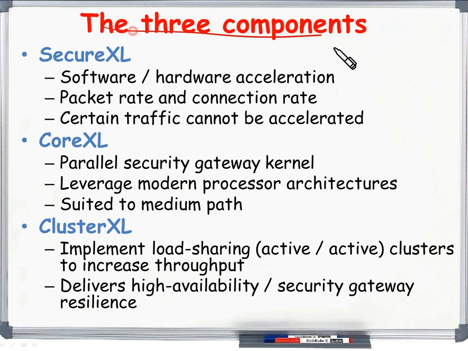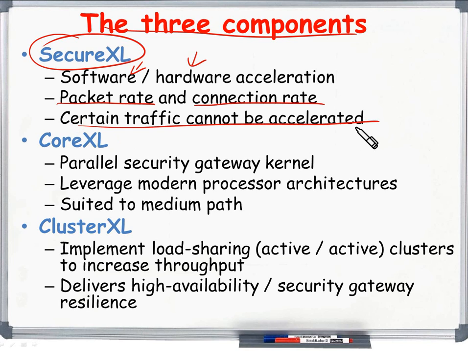So let's discuss the three components. These three components are, as we know, SecureXL. SecureXL could be either a software acceleration done at the driver level or a hardware acceleration done on the ADP cards or the SAM cards. And with SecureXL, we can have packet rate acceleration, which is also called throughput acceleration. And we can also have connection rate acceleration, also commonly called template acceleration. But as you know, certain traffic cannot be accelerated. And so we bring CoreXL into the picture.